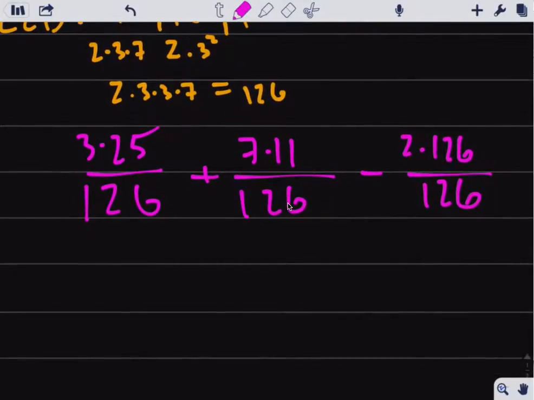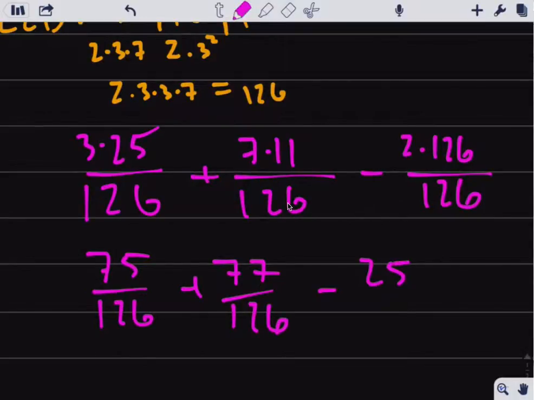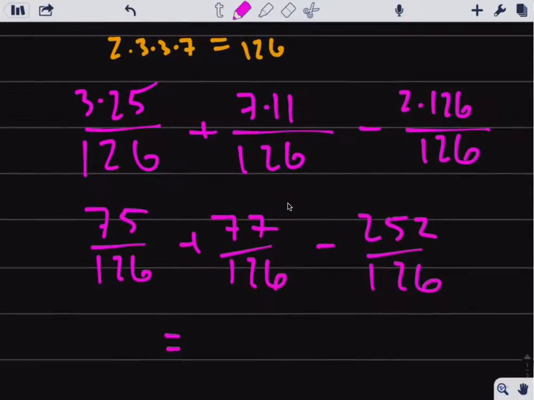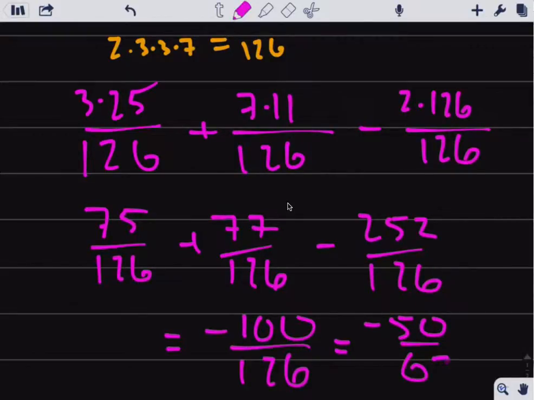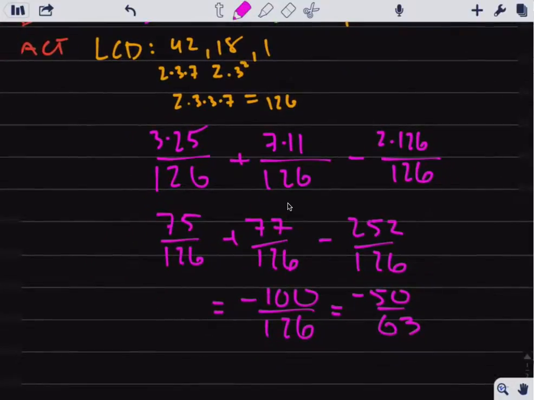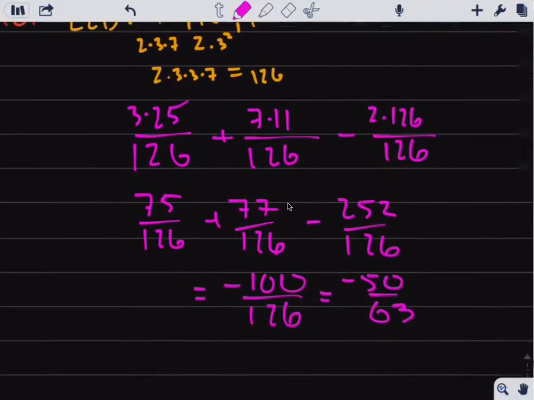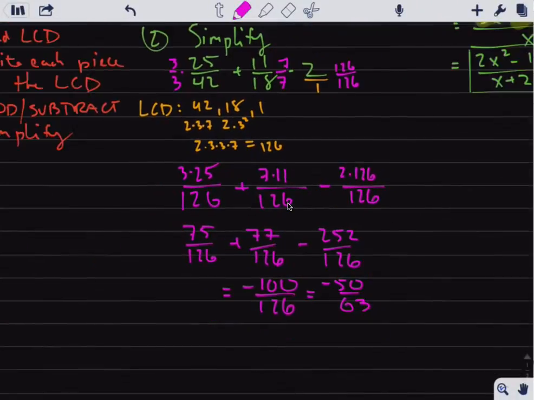Okay, simplifying each of those things, I get 75 over 126 plus 77 over 126 minus 252 over 126, and that gives me negative 100 over 126. Reduce it all the way, you get negative 50 over 63. That's how we do that one. All right, let's look at another example. That's example 2, all the way out right there.